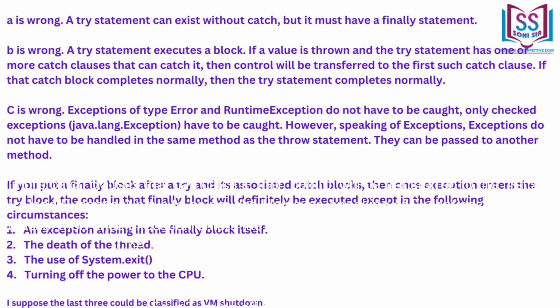A is wrong. A try statement can exist without catch, but it must have a finally statement. B is wrong. A try statement executes a block. If a value is thrown and the try statement has one or more catch clauses that can catch it, then control will be transferred to the first such catch clause. If that catch block completes normally, then the try statement completes normally. C is wrong. Exceptions of type error and runtime exception do not have to be caught, only checked exceptions, java.lang.Exception, have to be caught.